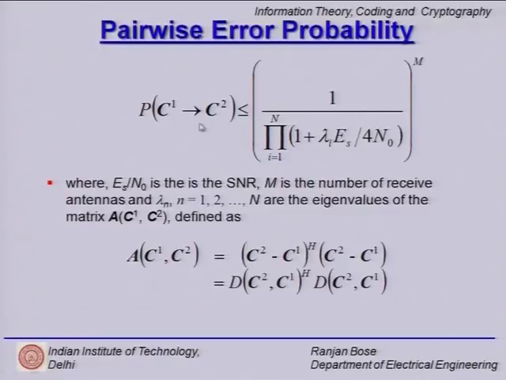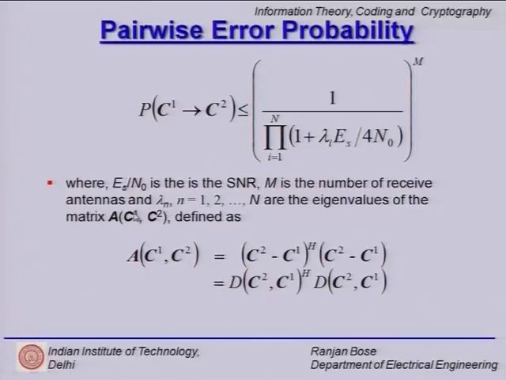So, after some mathematics, we can show that the pairwise error probability is upper bounded by this expression. Here n is the number of transmit antennas, and we have m as the number of receive antennas. So, we have a MIMO system in place. And lambda 1, 2, 3 up to n are the eigenvalues of the matrix A(C1, C2). Now, what is this matrix?